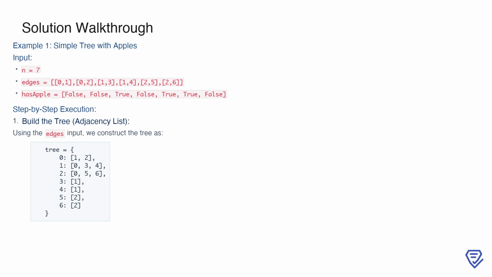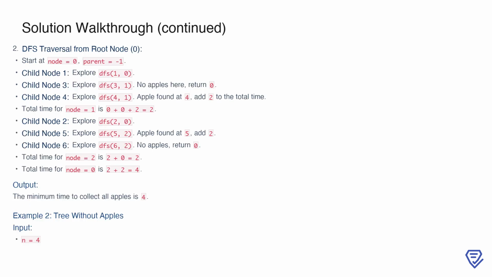Here, node 0 is connected to nodes 1 and 2, node 1 is connected to nodes 0, 3, and 4, and so on. This adjacency list will serve as the foundation for our depth-first search, or DFS, which we'll use to calculate the minimum time required to collect all apples in the tree. Using the adjacency list, we perform a DFS starting from the root node, which is node 0. Since node 0 has no parent, we pass -1 as its parent.